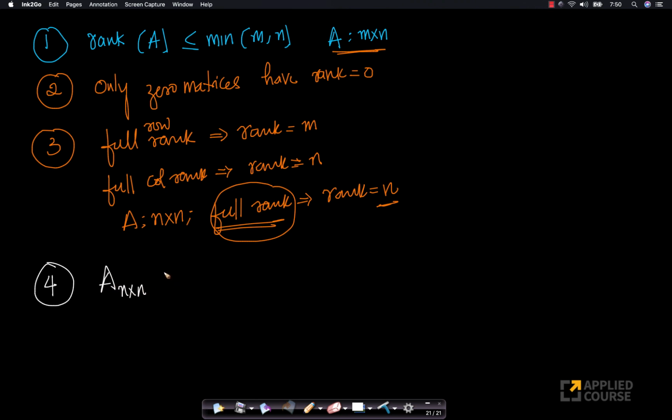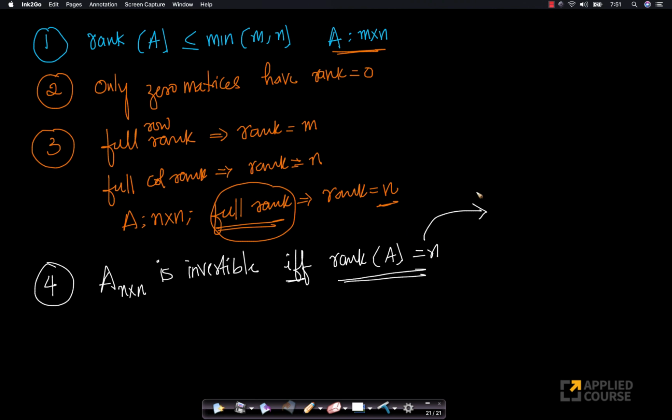If A is a square matrix, it is invertible if and only if, we write if and only if in short as IFF, rank of A equals N, right? And why is this true? Because when rank of A equals N, we know the det of A is not equal to 0. If det of A is not equal to 0, we know that A is invertible.